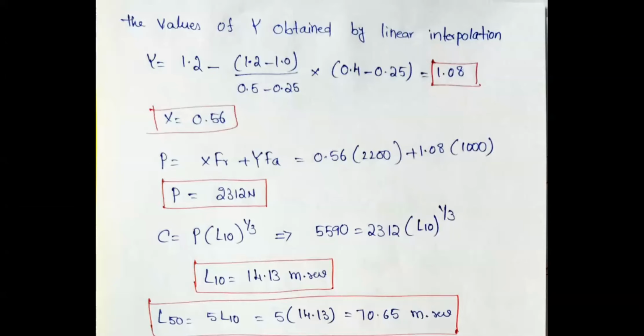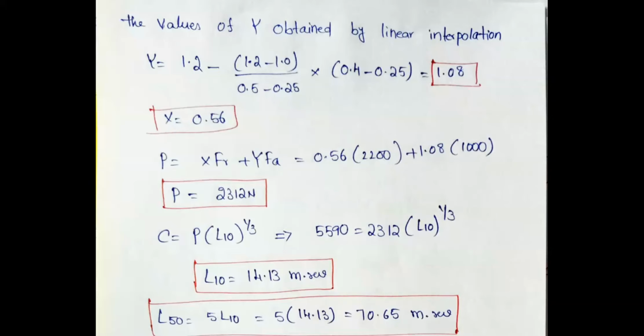Next step is to calculate the FA by FR value. Let us assume that the FA by FR value is 0.3, and your E value is 0.22. Now you can go back and find the value of X and Y.